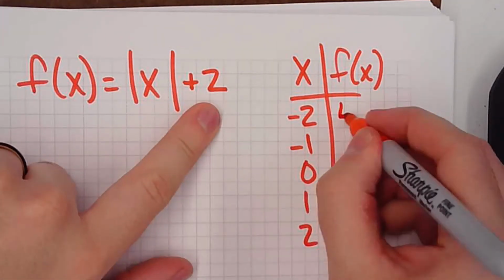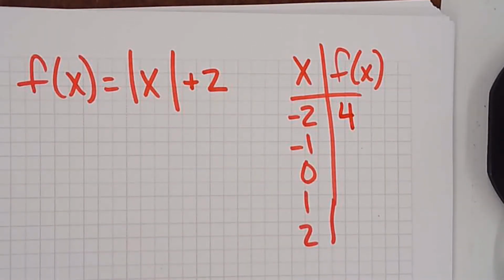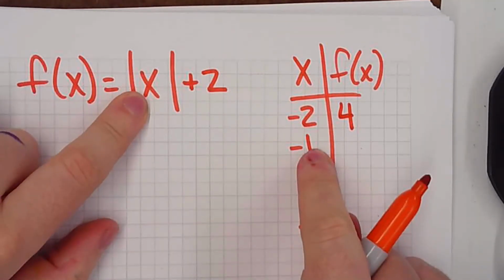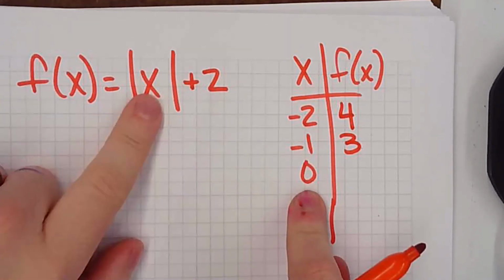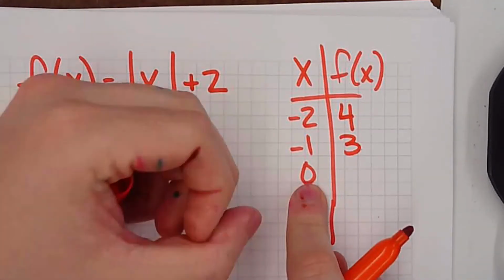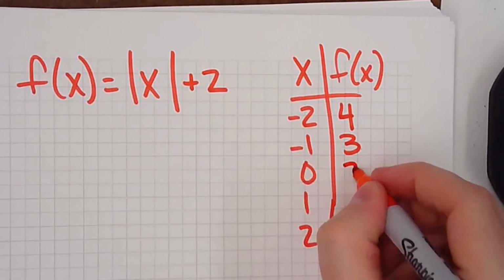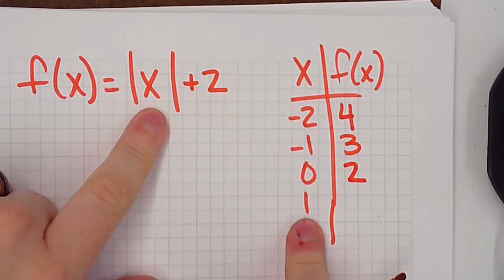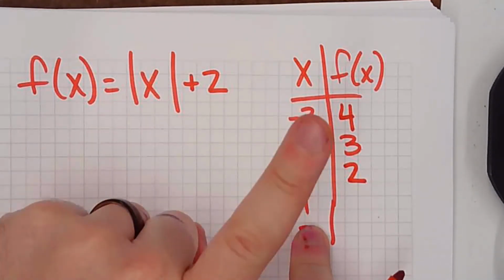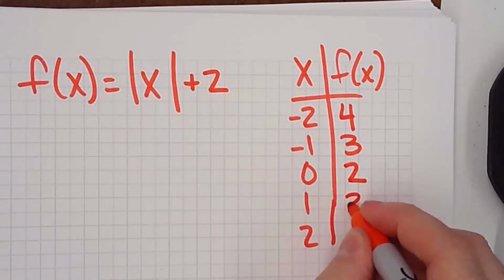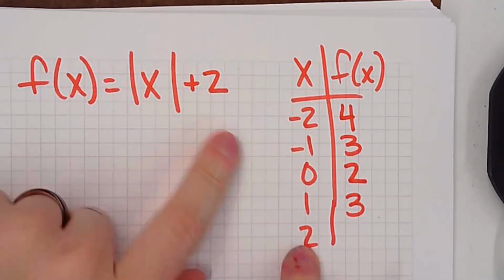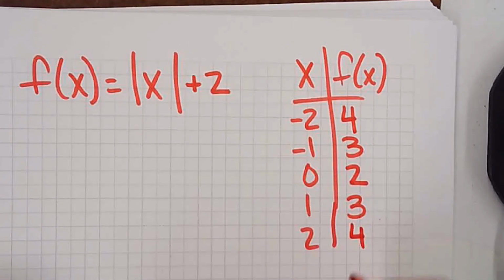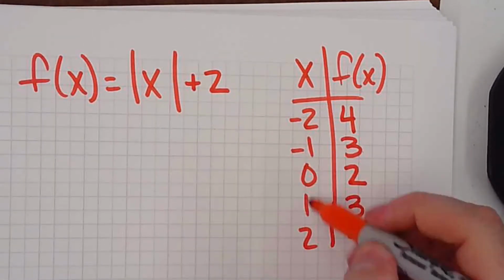Absolute value of negative 1 when I plug it in is 1. I add 2, and I get 3. Plug in 0. Absolute value of 0 is 0. Add 2, I get 2. Absolute value of 1 is 1. Add 2, I get 3. Absolute value of 2 is 2. I add 2, I get 4. So you can already see I have the turnaround in here. So I have enough numbers that I've chosen to get a V. 4, 3, 2, and then it starts shooting back up.